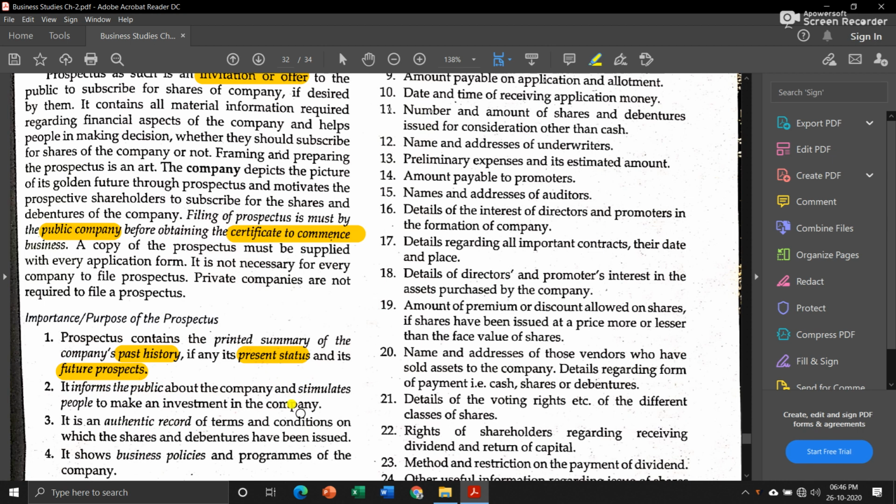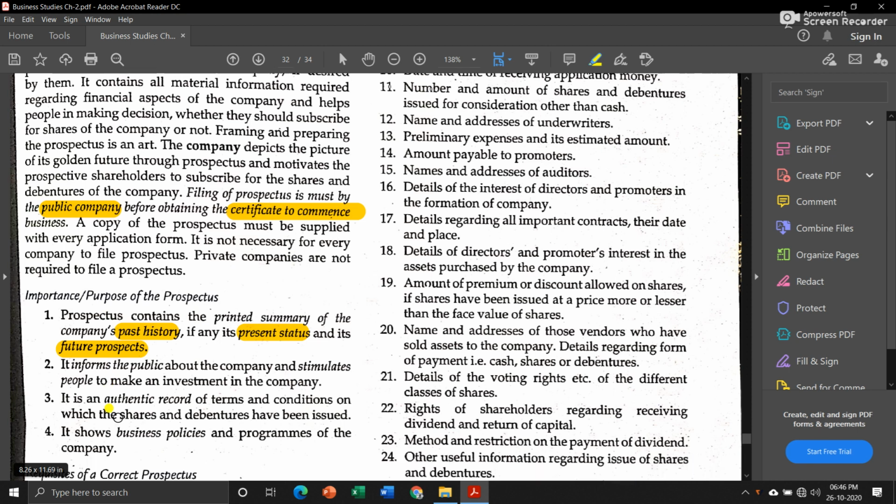Now they want to lure people to take part in the shares of the company, so through the prospectus they try to advertise their own company, that their company is very good, and obviously people will earn some money through dividends by subscribing to the shares of the company. Then it is an authentic record of the terms and conditions on which the shares and debentures have been issued, means all the past issues of shares will be mentioned in the prospectus.